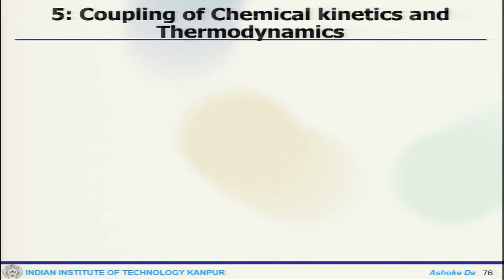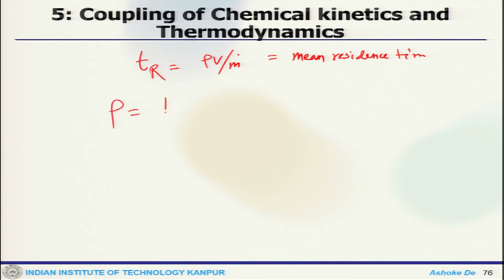So, now most of the time the mean residence time is defined for the well stirred reactor, and that is t_R equals rho V by m dot. So, this is the mean residence time. Now, the mixture density is rho equals P times the molecular weight of the mixture divided by R_u T.